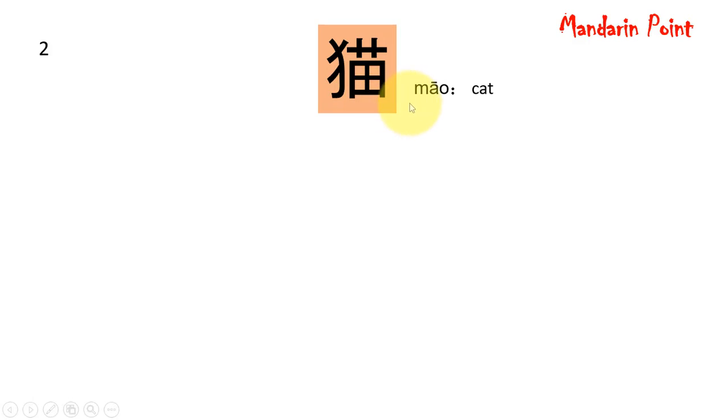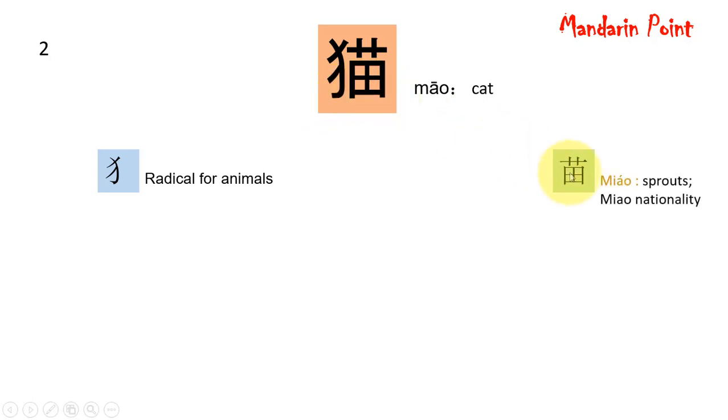Mao, which means cat. Let's decompose it as usual. On the left side we have this radical for animals. It is a very famous radical, and whenever it is present in any character on the left side, it means that the character somehow is related to animals. So on the left side it is the radical for animals, while on the right side we have this miao, which has two meanings, sprouts as well as the Miao nationality.